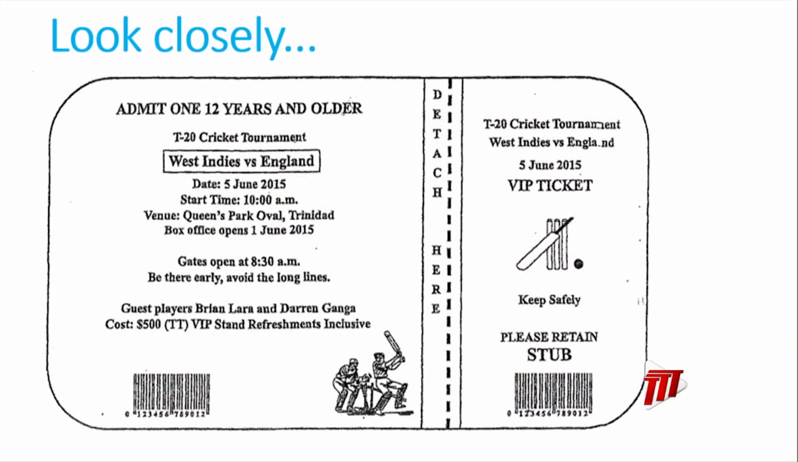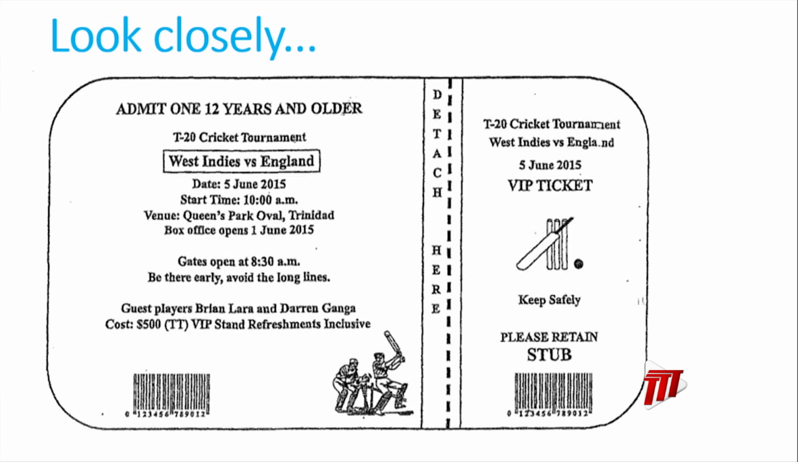So let's look closely. Admit one, 12 years and older. If we look, we see that this bit of information is written in capital bold letters above the text. So the author most likely did this because he wanted the information to stand out or to jump out at us. What does he want to stand out? The fact that with this ticket we're going to admit one person who is 12 years and older.